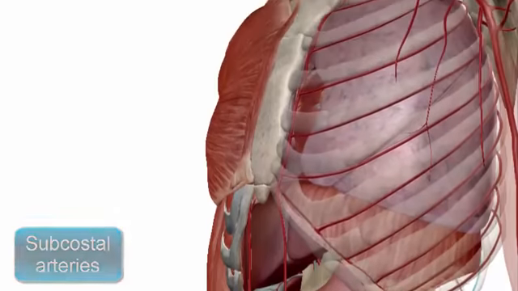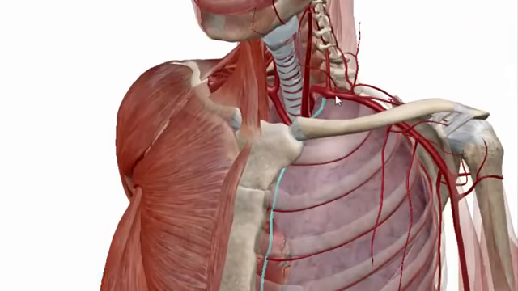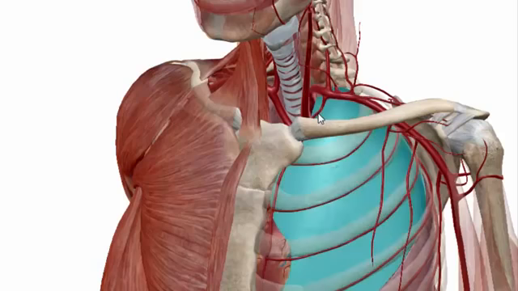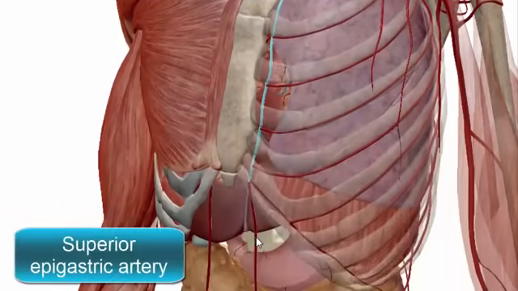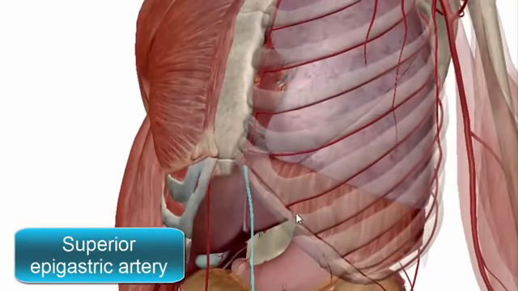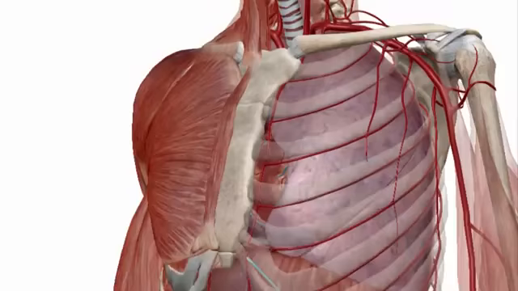The anterior intercostal arteries are the branches of the internal thoracic artery, which arises from the first division of the subclavian artery and descends along each side of the sternum. The terminal branches of the internal thoracic artery are the superior epigastric and musculophrenic arteries, supplying the abdominal muscles and diaphragm respectively.